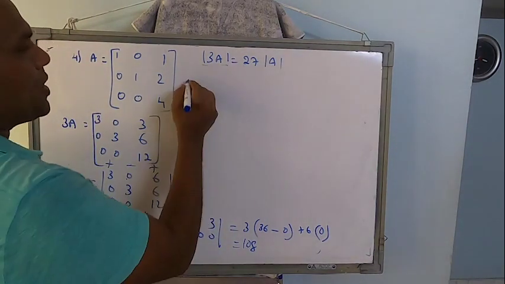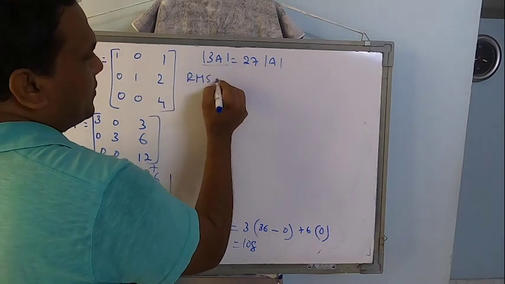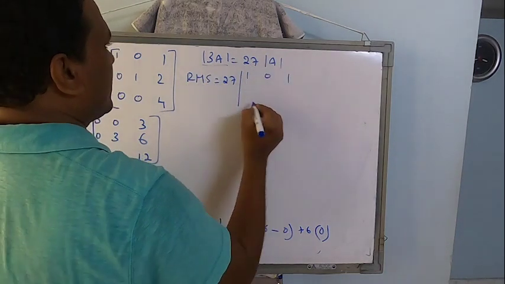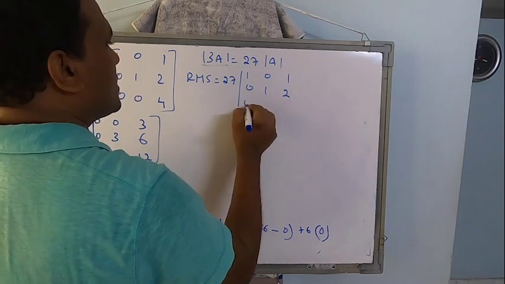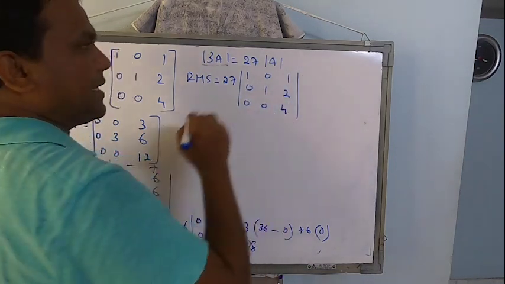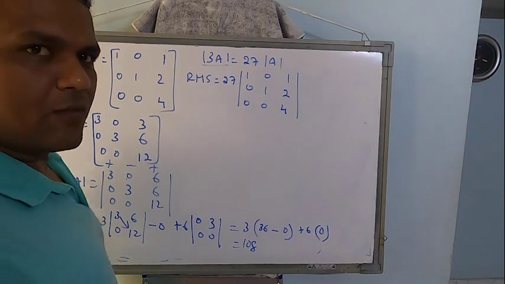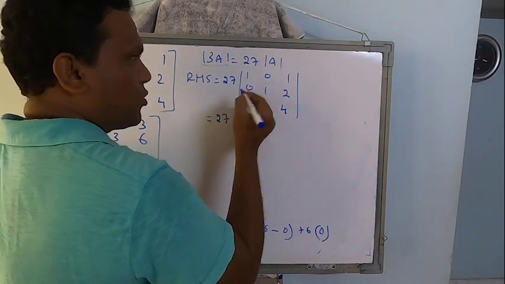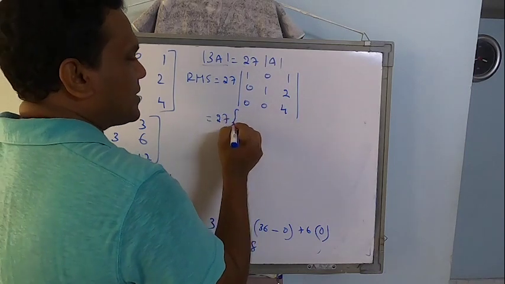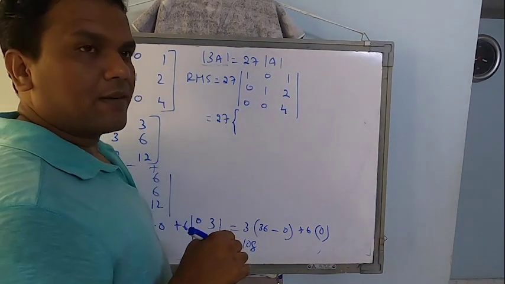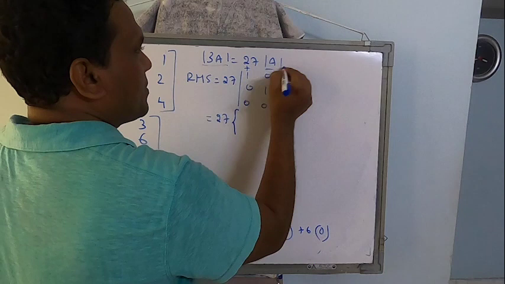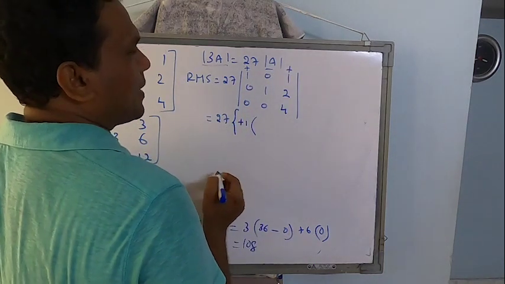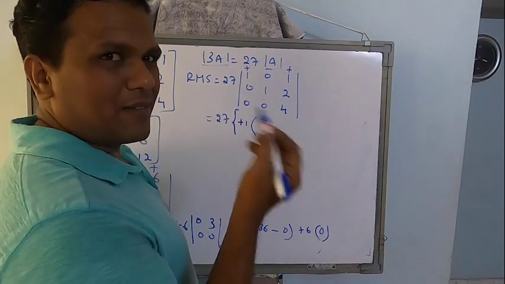Correct? Now let us start finding the value of the RHS. 27 multiplied by 1, 0, 1, 0, 1, 2, 0, 0, 4. That is 27 multiplied by determinant A. That's the value of the right hand side. So 27 as it is. I'm going to expand this determinant now. What I suggest, you open the bracket and then expand. Fine. Okay. Now first write down the sign. So plus 1, open the bracket. So please learn it directly.